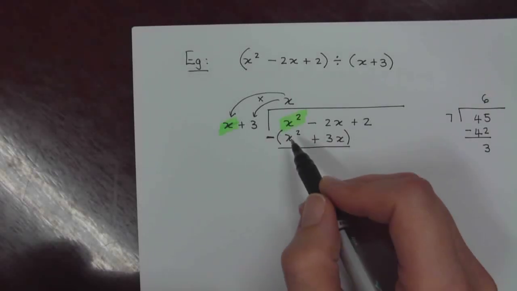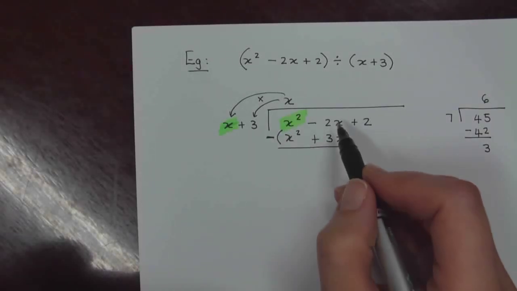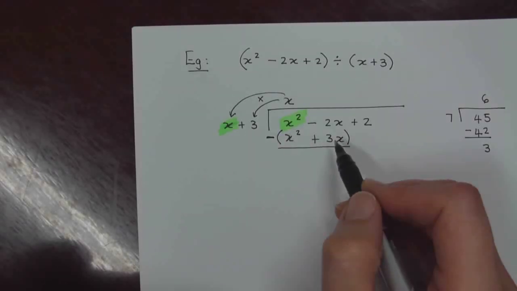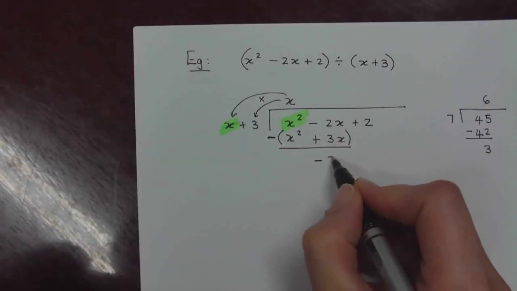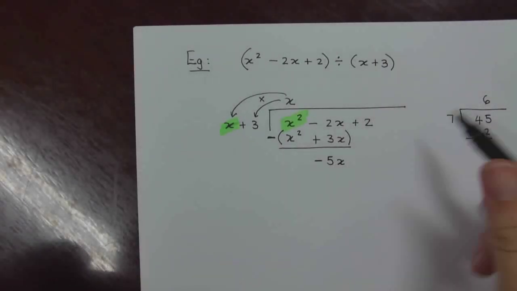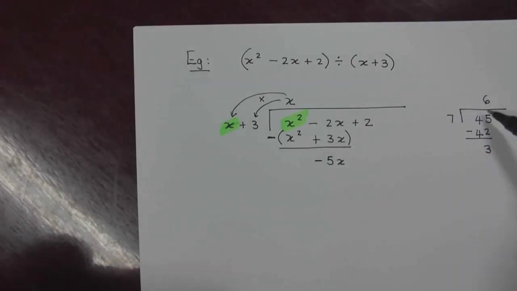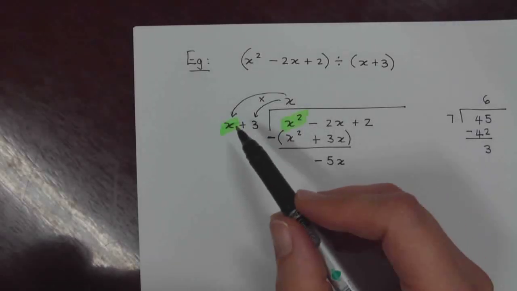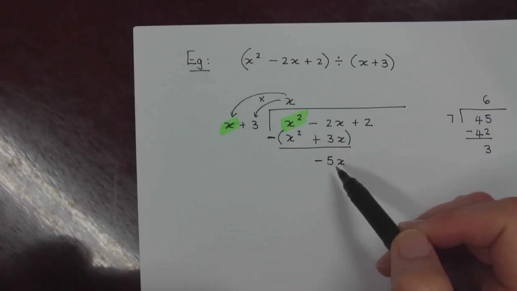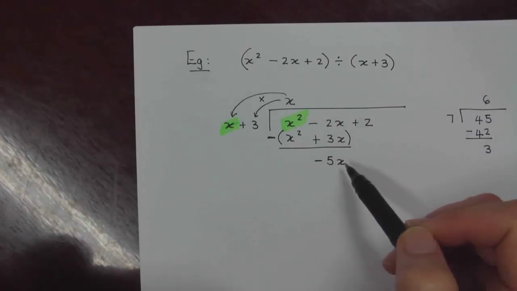So I'm not just subtracting this one, I'm also subtracting that one. So minus 2x minus 3x is going to give me minus 5x. That's my remainder. Now, normally over here I'm done. And the reason I'm done over there is because 7 can't go into 3, so I'm done. But over here, can x go into minus 5x? Yes, it can. So I'm not done over here.